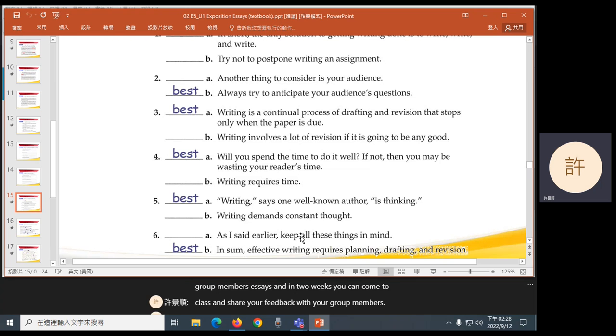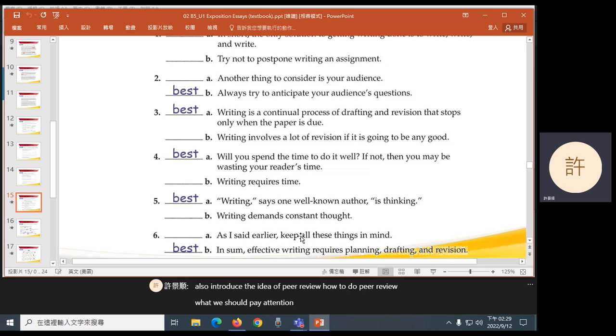Now, you currently don't have group members. I will divide you into groups on Teams before next week. So I'll do that, and then next week I'll come here and I will show you the groups, and you can meet your group members and talk about when your deadline will be to exchange essays. And next week I will also introduce the idea of peer review, how to do peer review, what we should pay attention to.